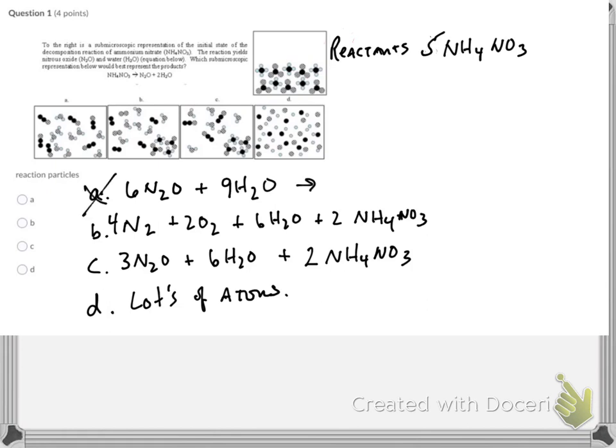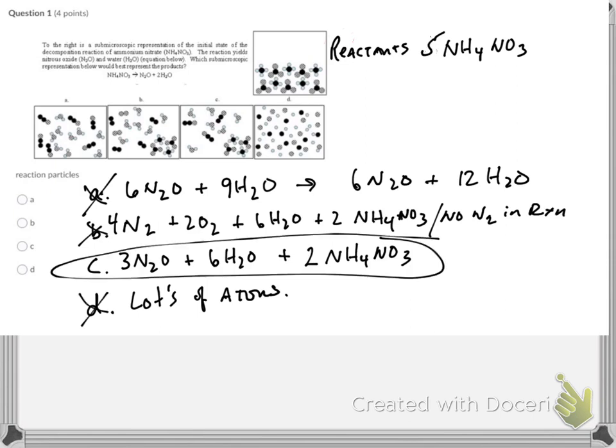And the answer is no, because 6 N2Os would make a total of 12 waters. So we know A is wrong. B is wrong because N2 and O2 are not in the reaction. And D is lots of atoms, and so C is the right answer. You just want to make sure you know exactly why C is the right answer.